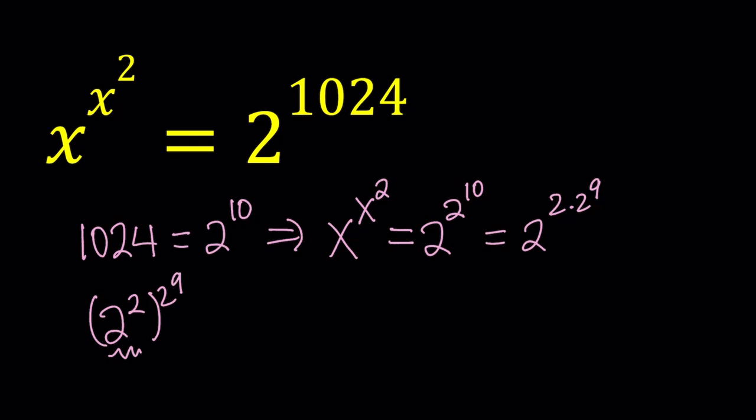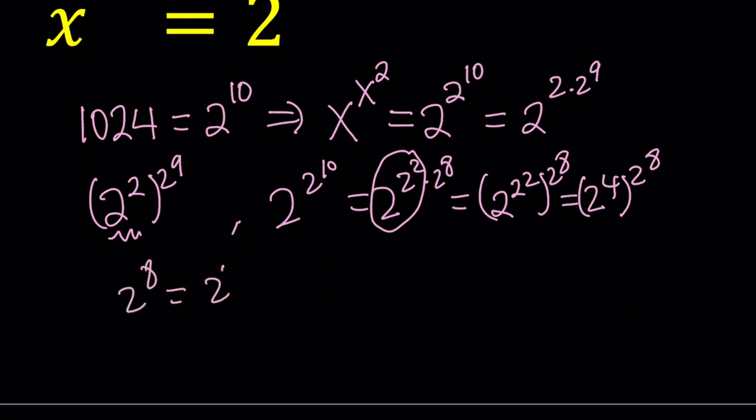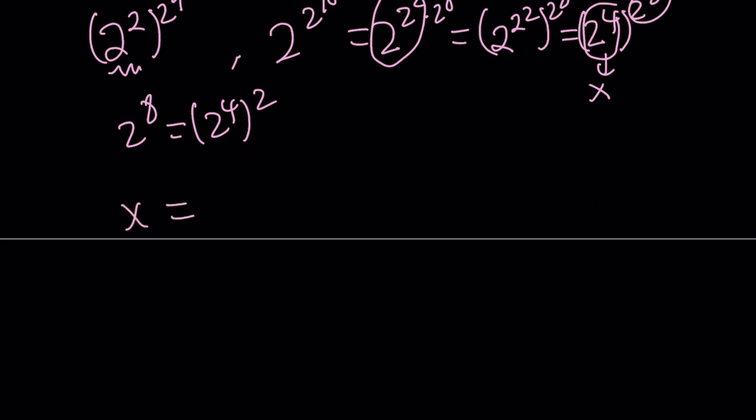Let's manipulate a little bit more. So I can write this as 2 to the power 2 to the power 10, which can also be written as 2 to the power 2 to the 2nd times 2 to the 8th. And now I can go ahead and separate this part. So I can write this as 2 to the power 2 to the power 2 to the power 2 to the 8th. And 2 to the 2nd power is 4. So we can write this as 2 to the 4th to the power 2 to the 8th. Great. Now we know that 2 to the 8th power is 2 to the 4th power squared. Nice. So we can safely say that if x is equal to this, then x squared will equal that, and we'll be good to go. Awesome. So in other words, x equals 16 is a solution.